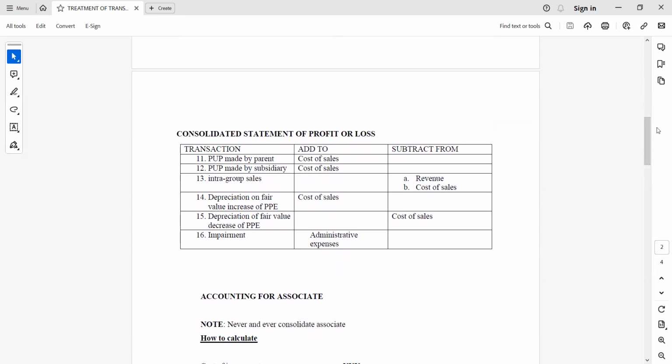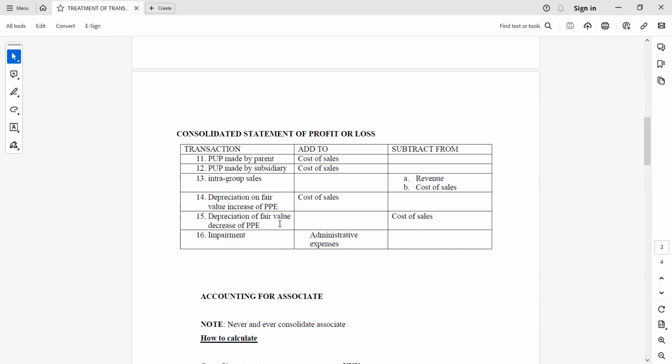Yeah, so you remember we mentioned our PUP as the first point we spoke about. So PUP made by parent, you know that it is also going to affect your cost of sales. And if it is made by the subsidiary, it will still affect your cost of sales. So this is the P&L aspect. If there's an intra-group sales, you subtract from your revenue or turnover, you also subtract from your cost of sales. If there's an increase in fair value adjustment to PPE, the depreciation on it is going to be taken from your cost of sales or expenses.